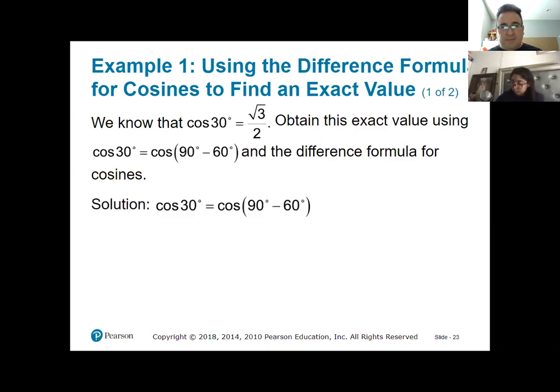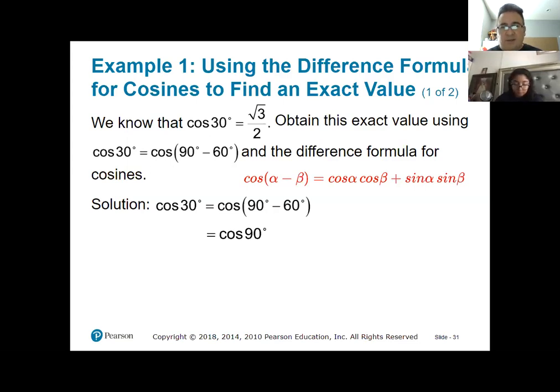Well, we start off here. And what do we know about the cosine of alpha minus beta? What's my alpha in this case? 90. Very good. And my beta is? 60. So what's the formula? Cosine of alpha minus beta is equal to cosine of alpha times cosine of beta plus sine of alpha times sine of beta. Good job, Haley. Okay. So that's the formula. So we're going to apply it to this. We're going to write equals cosine of 90 times cosine of?